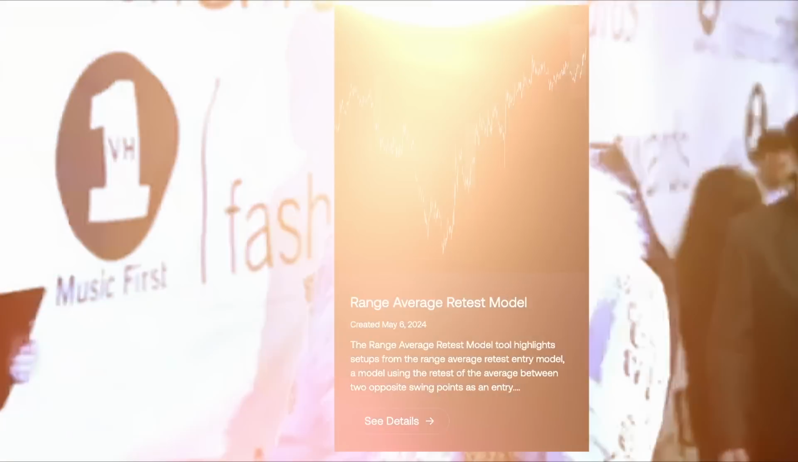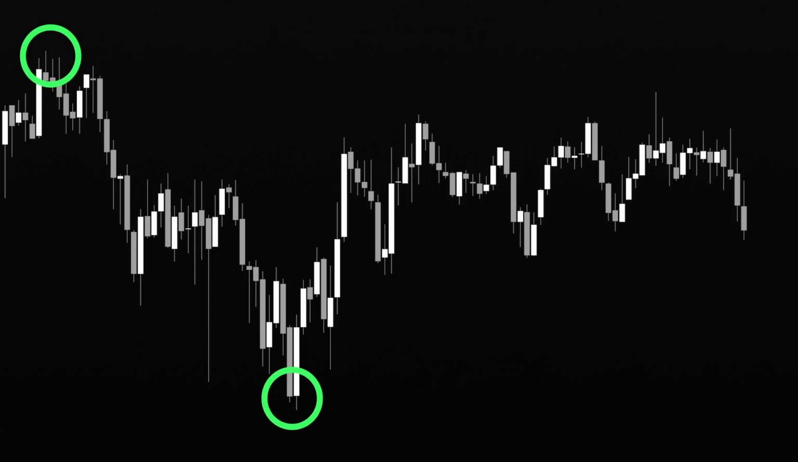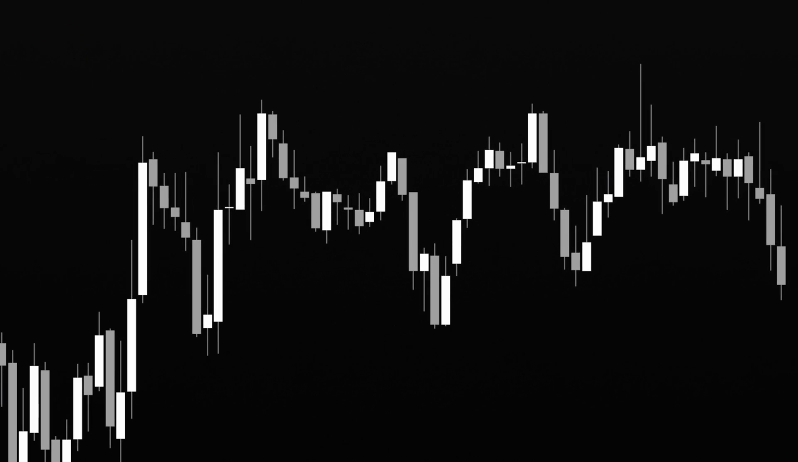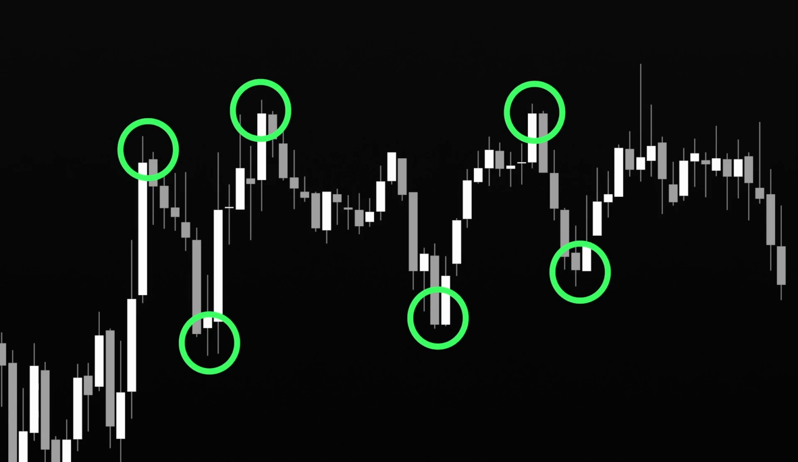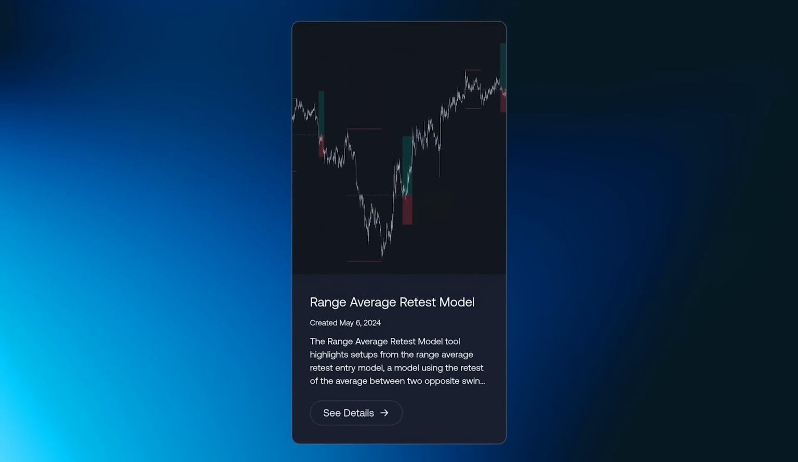Let's dive in. First, let's clarify what defines a range, as traders often confuse ranges with consolidation. A range is defined by two significant swing points, a high and a low. As long as the price stays between these points without breaking either, the market remains within that range. Consolidation, however, typically occurs after forming higher lows or lower highs within the range, indicating that the market is struggling to break out and losing momentum. This indicator specifically targets ranges, not consolidation patterns.